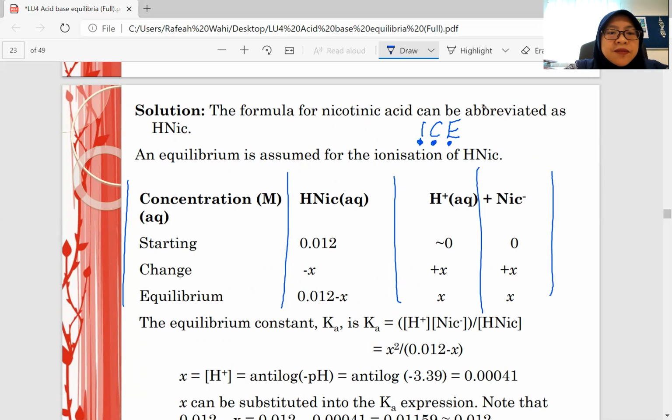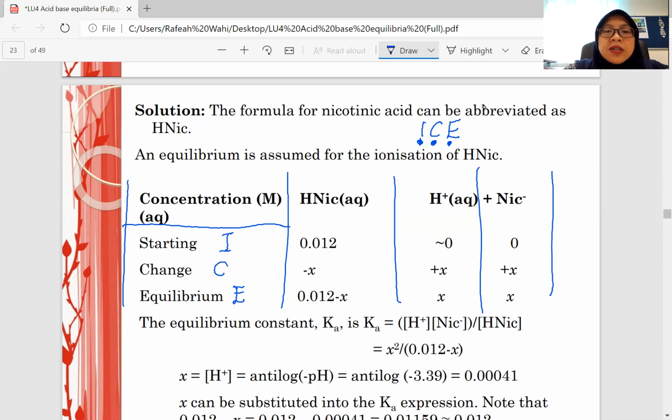The first column is for you to identify which is the initial concentration, which is the change in concentration, and which is the equilibrium concentration. So this is the first column. It is for you to define which concentration you are dealing with. So you have 3 rows under the first column: the initial concentration, the change in concentration, and also the equilibrium concentration.